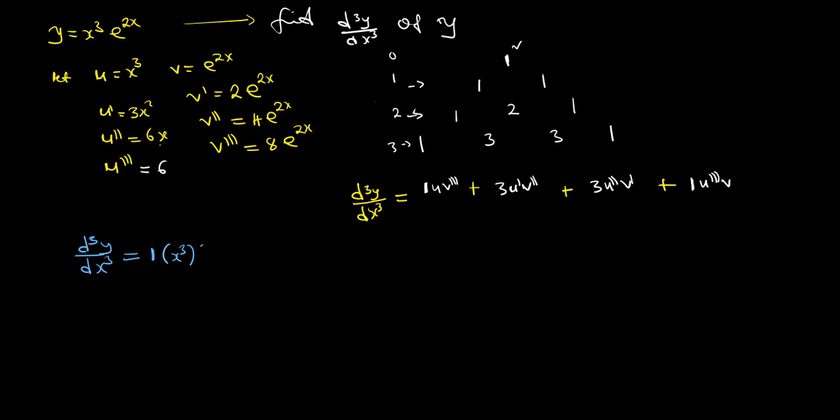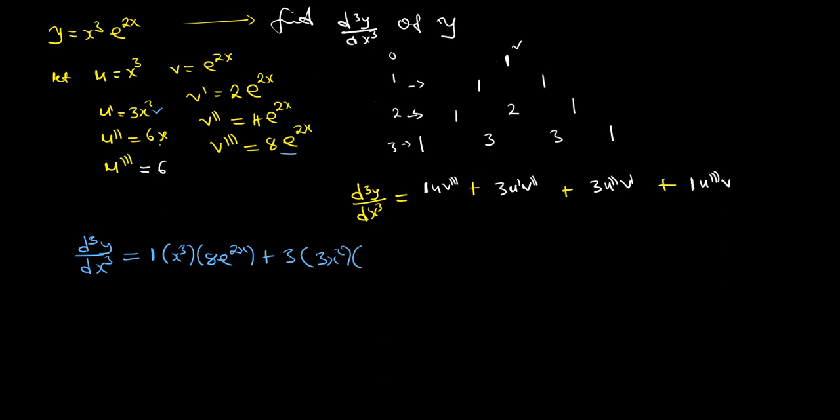Then again the v, v prime prime prime, this is now e to the power 2x. You substitute, so you write e to the power 2x, like that. Then plus, then 3, open bracket. What is u prime? U prime is 3x squared, like that.